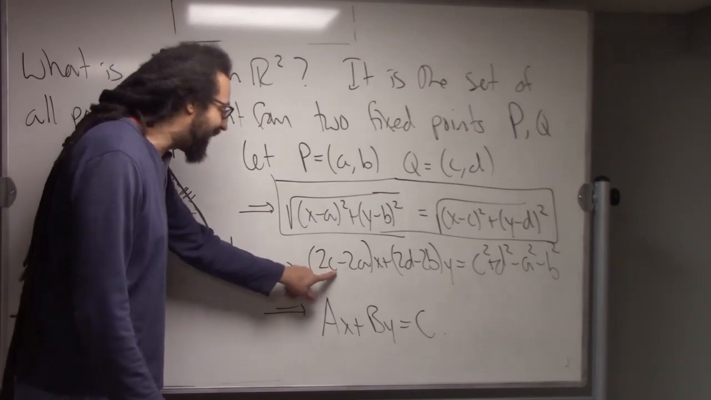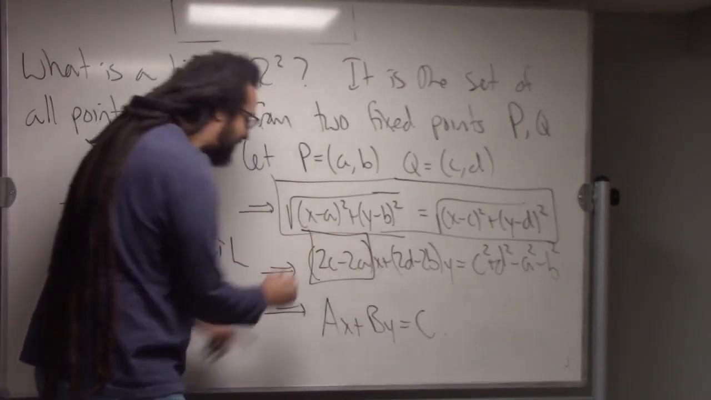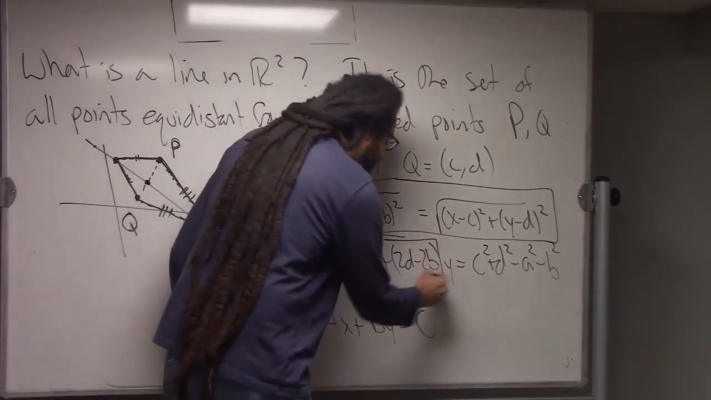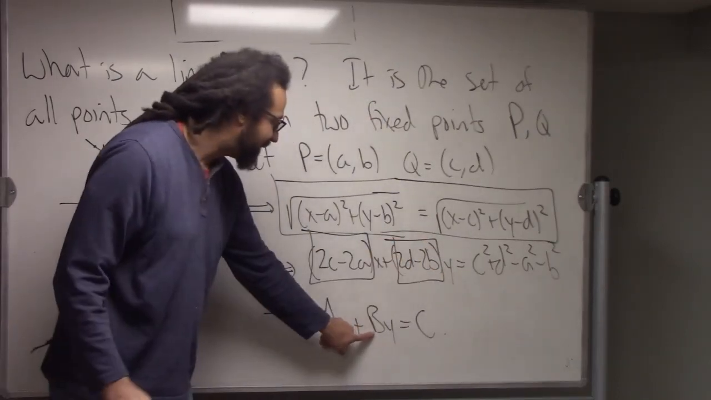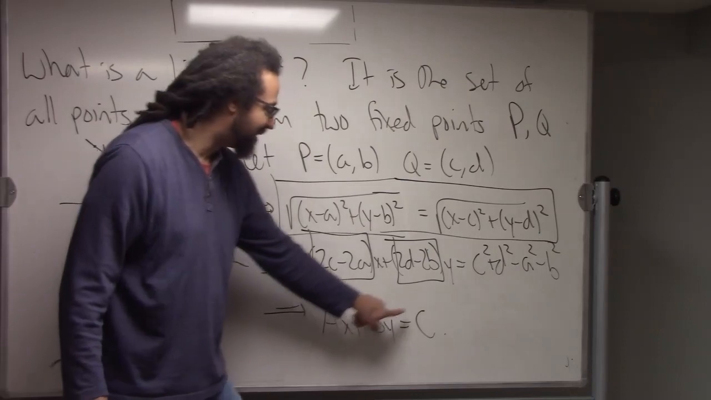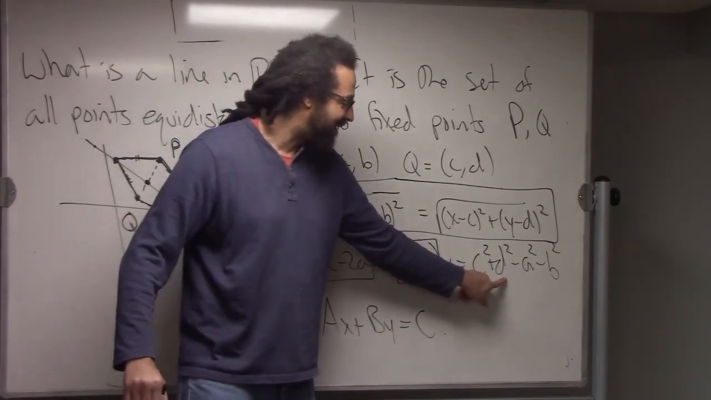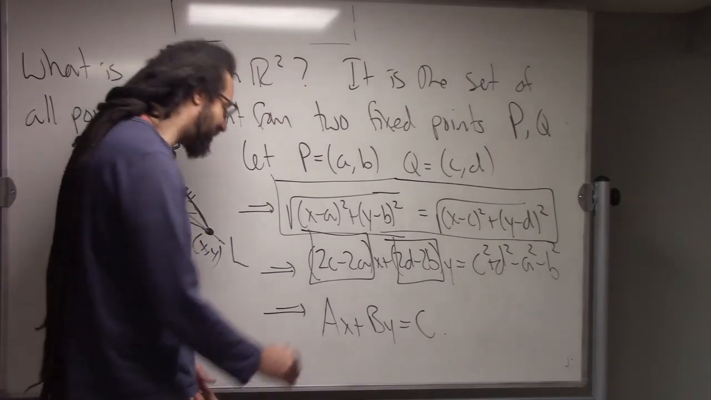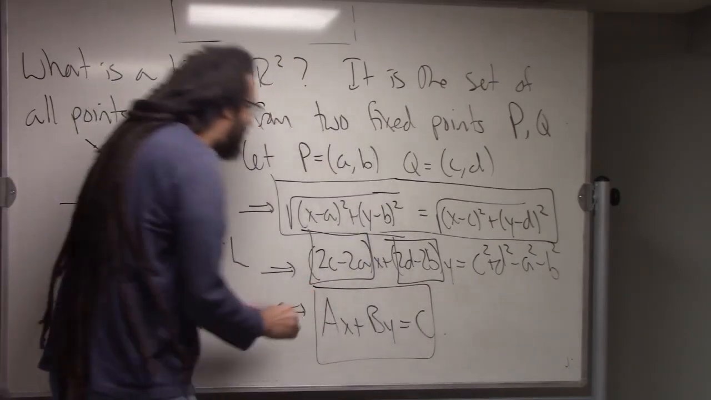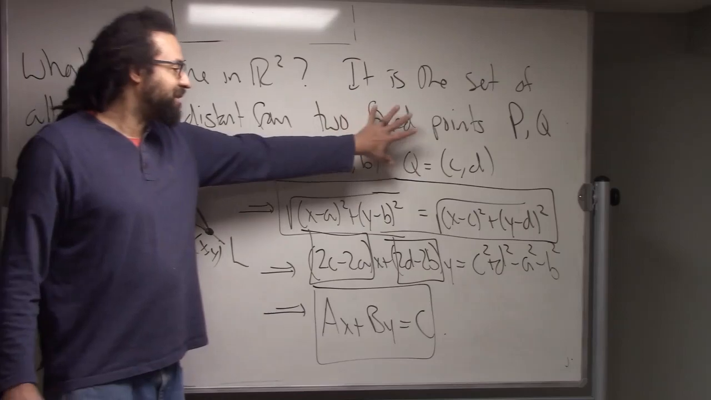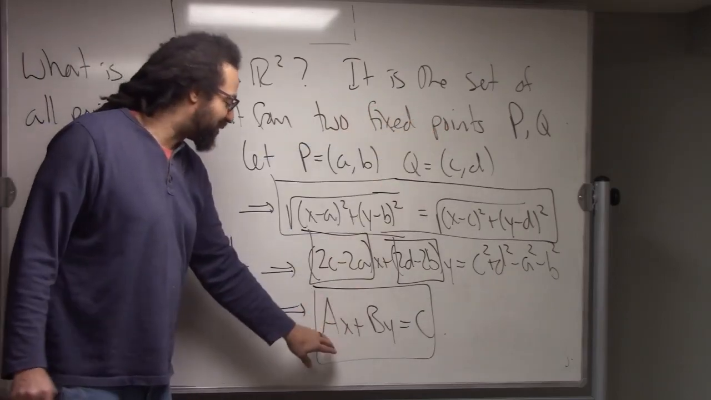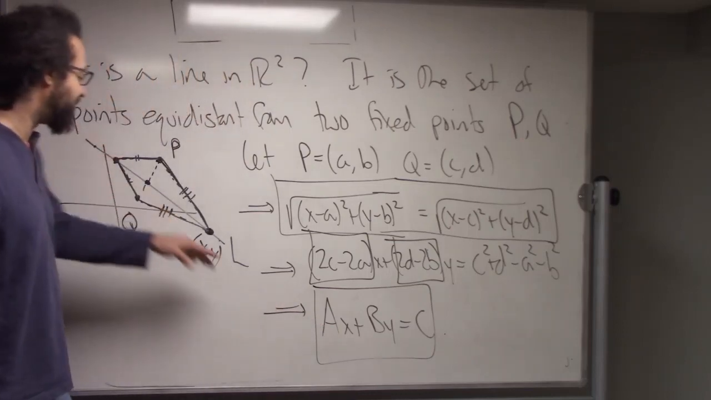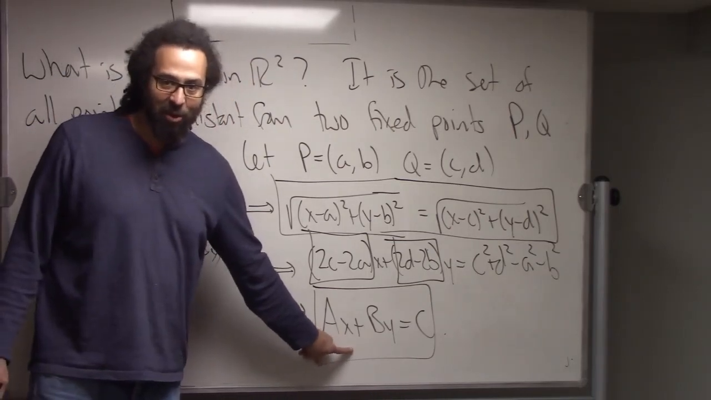So I'll just let capital A be this thing, this 2c minus 2a. I'll let capital B be this thing, 2d minus 2b. That's what capital B is. And then we'll let capital C be this thing, c squared plus d squared minus a squared minus b squared. So from this description, using only the word distance, we're able to see why any point on the line is subject to this type of equation.